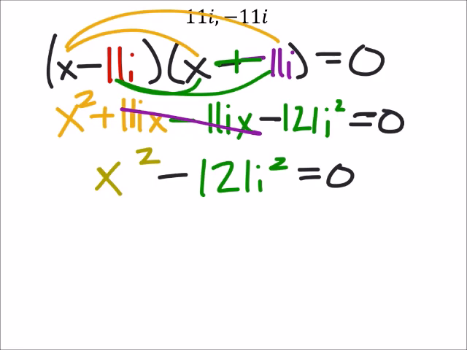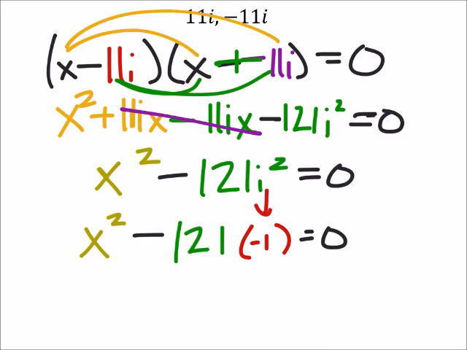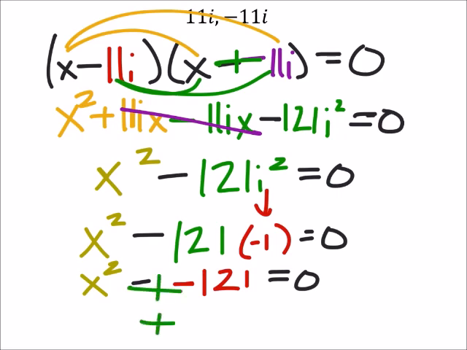Now at this point, we know that i squared is negative 1, so we can replace i squared right now with what is going to be a negative 1. And from here, down here at the bottom, we got this 121 times negative 1. So that gives us x squared minus negative 121 equals 0 now. But since we're subtracting a negative on this, we can go ahead and just change this to a plus. So now we have x squared plus 121 equals 0.